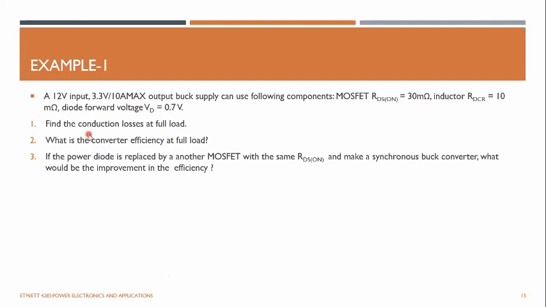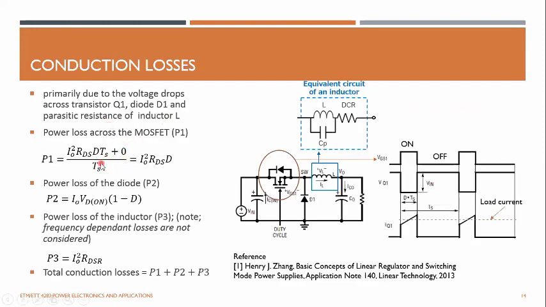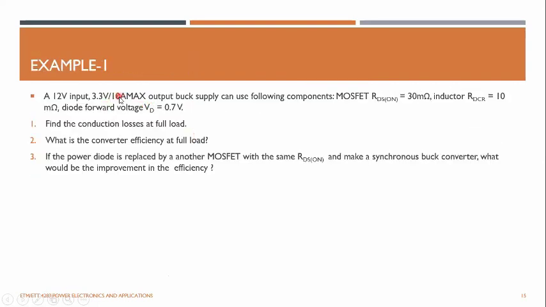In that case, conduction losses at full load means these are the conduction losses. The first one is the power loss of the MOSFET. If you know your load current, it is I squared RDS on into D. You know your load current is 10 amp, you know your DC resistance, and the duty cycle should be calculated. You know your input is 12 volt and the output is 3.3.